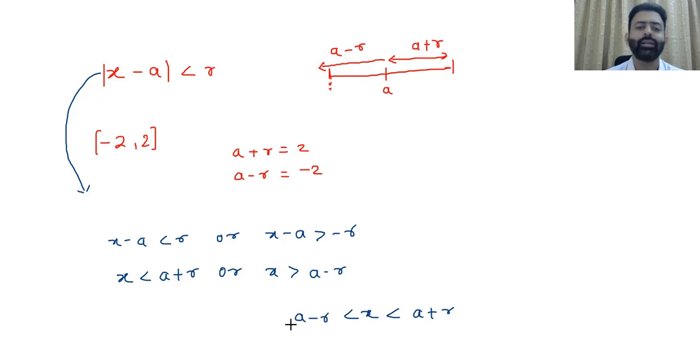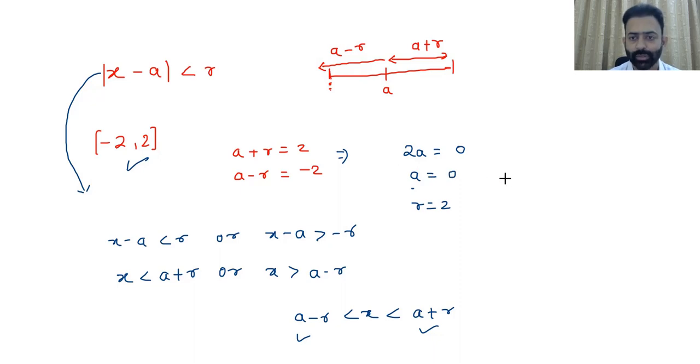So you can directly write that in any interval, if it is given minus 2 plus 2, the upper limit will be your a plus r and the lower limit will be a minus r, if a and r both are positive. Obviously we will consider this. Okay, so a plus r is 2, a minus r is minus 2. That means solving this, 2a is equal to 0. That means a is 0 and r is 2. Okay, so the starting point in this case is 0.